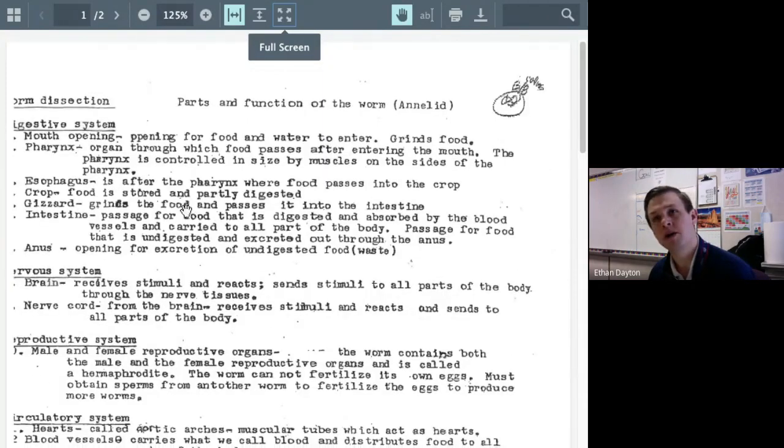What this brain does, we can scroll up to functions up here. Hey, look, we got functions. And I'm not just coming up with these out of nowhere. They are listed right here. The brain receives stimuli. So a stimulus is something that happens, and those messages get sent to the brain. And then the brain sends messages back, tells it what to do and react, through the nerve tissues.